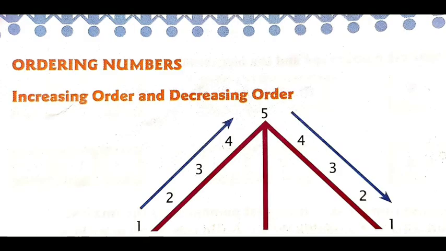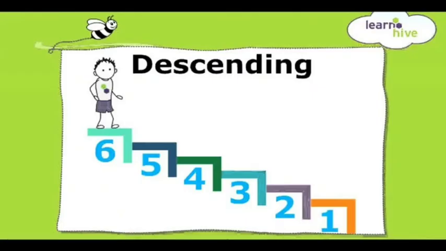Look at this picture, children. When we start from 5, next we get is 4. Next is 3. Next number we get is 2 and the last number is 1. We write as 5, 4, 3, 2, 1. It is just like climbing down the ladder.